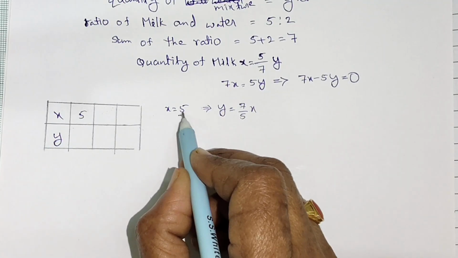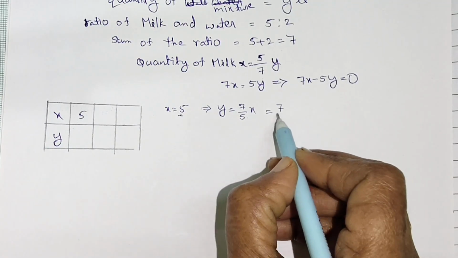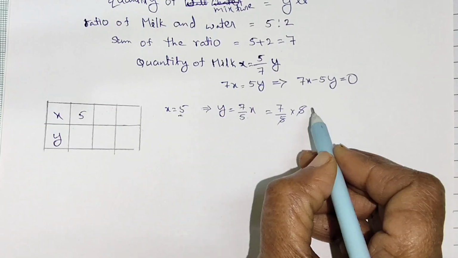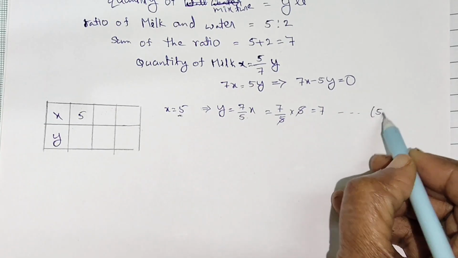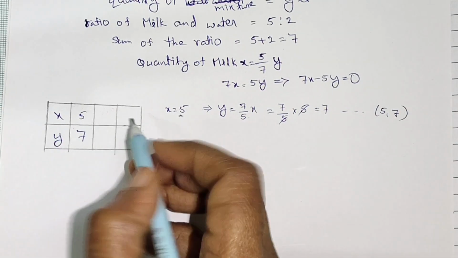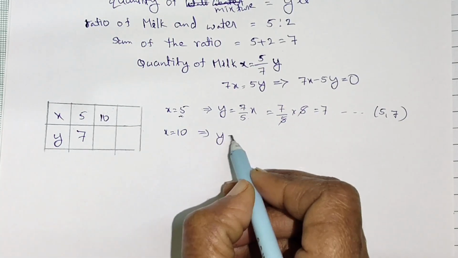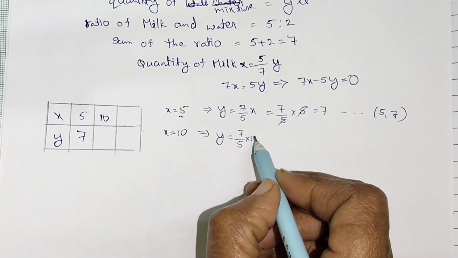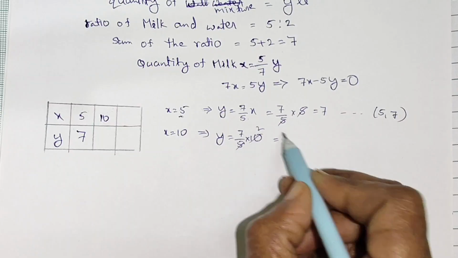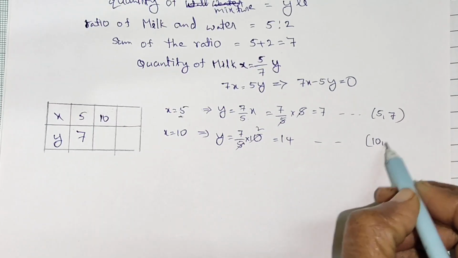Substituting the x value, 7 by 5 into 5, the 5 gets cancelled, equal to 7. So the point is 5 comma 7. Next x equal to 10. Y is equal to 7 by 5 into 10, which is 14. So the point is 10 comma 14.